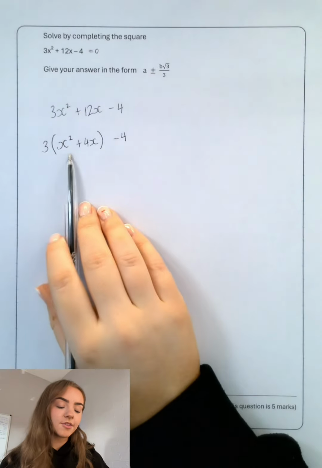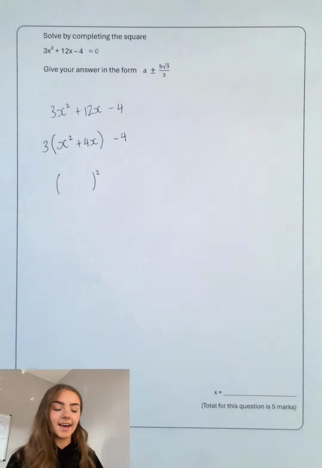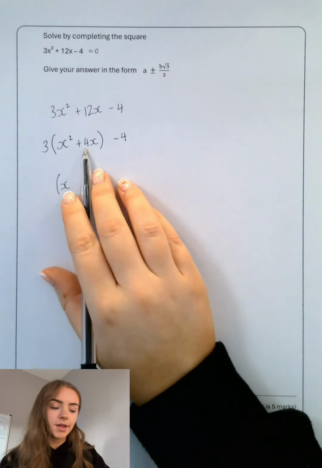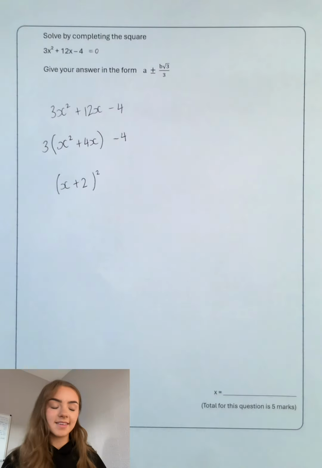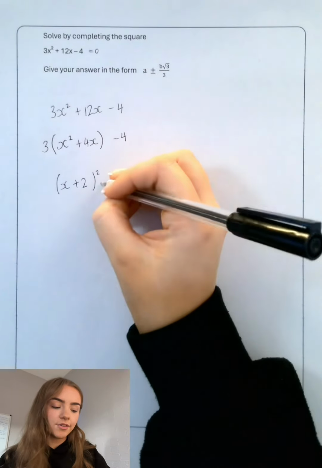Next, we can complete the square within this bracket. To do this, we'll set up a single bracket, which is squared. And in this bracket, we'll have x plus half of the coefficient of our x term. So half of 4 will be 2. Then to keep this balance, we'll need to subtract 2 squared. 2 squared is 4, so we'll minus 4.